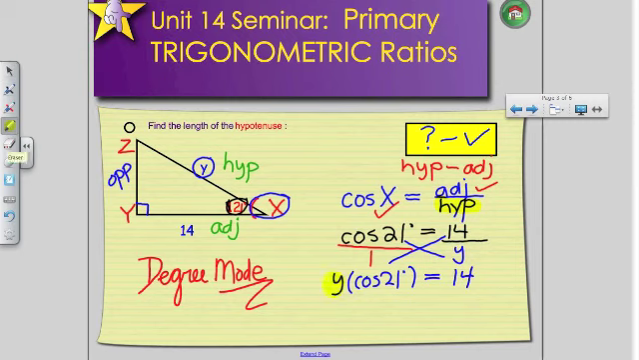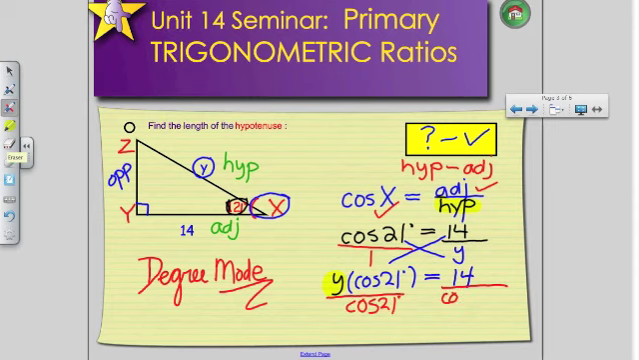I'm trying to isolate my y. I'm trying to solve for y. However, I have this pesky little cos 21 degrees attached to the y. So how do I get rid of the cos 21 degrees? How do I get rid of it, Raven? Good. We're going to divide not just the left-hand side, but both sides of the equation by cos 21.